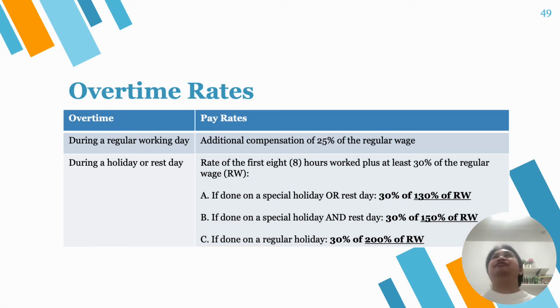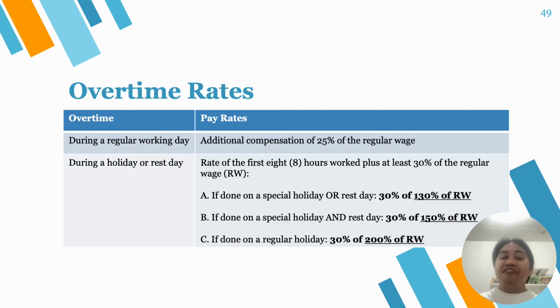Now, we have different types of overtime rates depending on the situation. So if it's a regular work day, meaning it's just a regular day, and the employee works for more than 8 hours, the additional compensation is 25%. So it's 1.25.